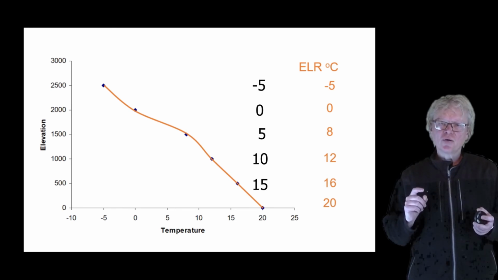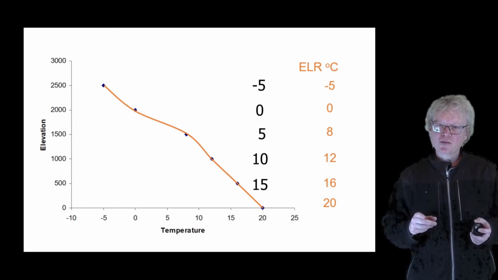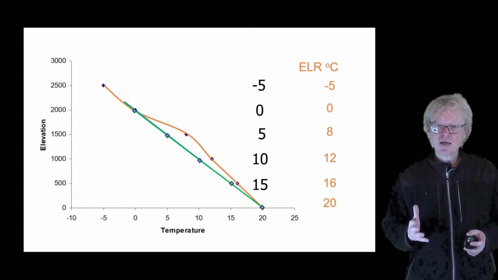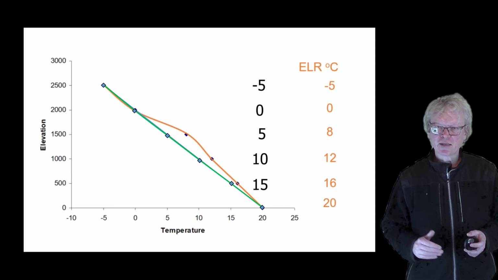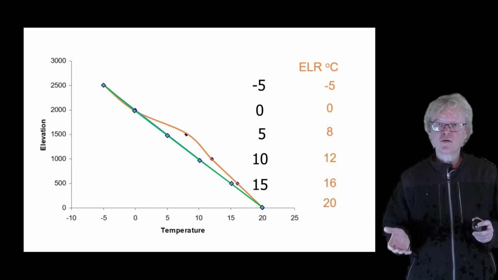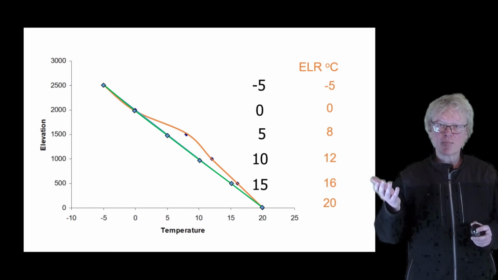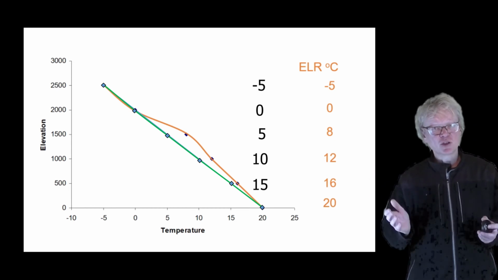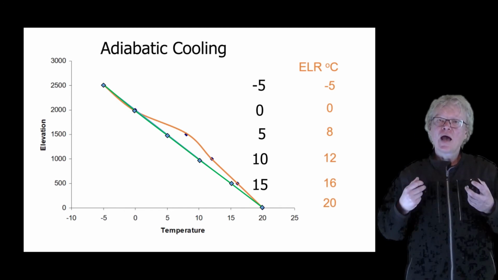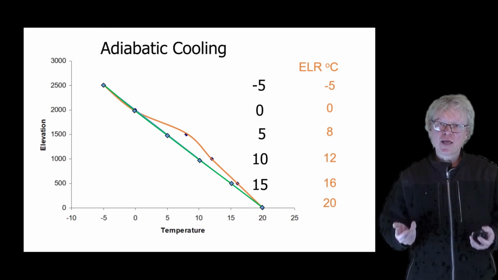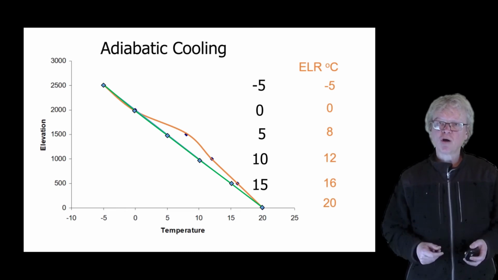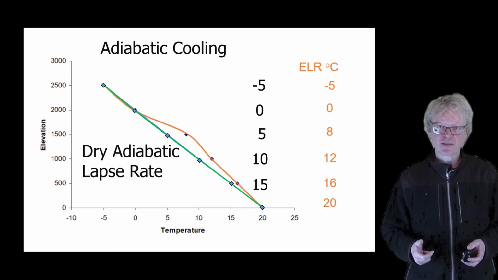Okay, so we can plot that line on this graph, and that's the green line. And you can see it's much straighter than the environmental lapse rate. So the name we give to the process of decreased temperature as an air parcel rises is called adiabatic cooling. And if the air parcel never forms a cloud, we call that the dry adiabatic lapse rate.